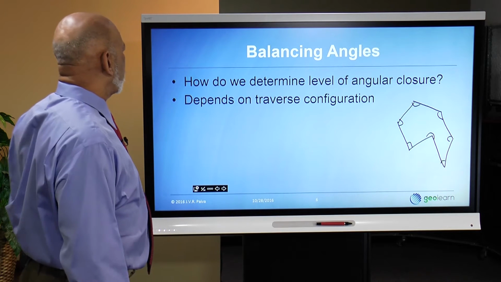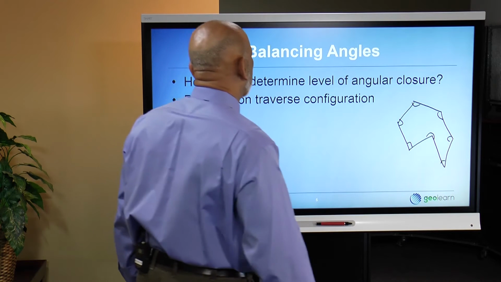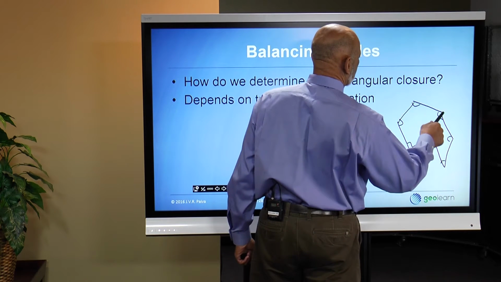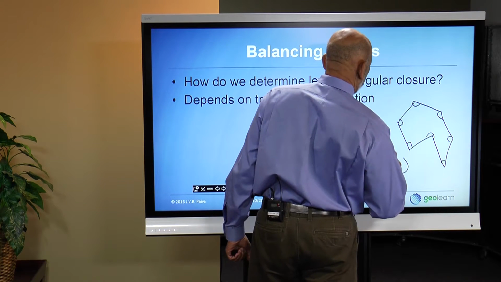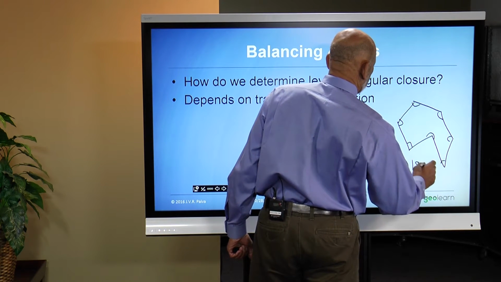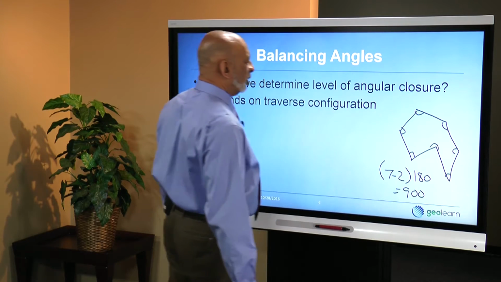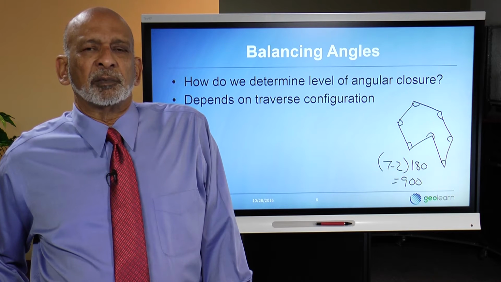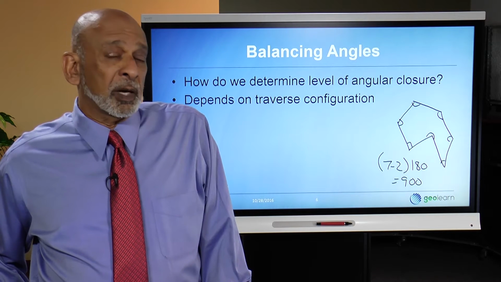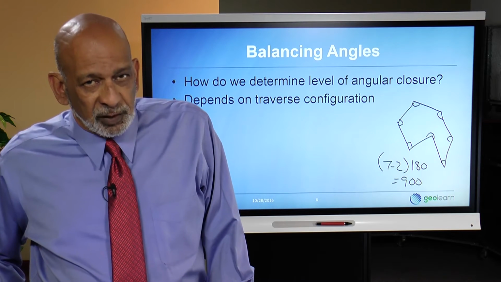So the first question is, how do we determine the level of angular closure? In this particular case, we have 1, 2, 3, 4, 5, 6, 7. So 7 minus 2 is 5. 5 times 180 is 900 degrees. So let's say we miss it by a degree. Well, with the kinds of instrumentation we use in this class, that would be indicative of a blunder, or maybe more than one blunder. What if it's off by 30 minutes? That would still be so, and so forth.